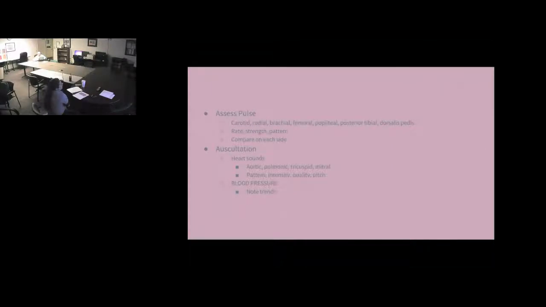Assess a pulse: carotid, radial, brachial, femoral, popliteal, posterior tibial, and dorsalis pedis. Assess for rate, strength, and pattern, and yet again we compare on each side, especially in instances where there's an injury to one side. You want to make sure that the limb is still perfusing well.